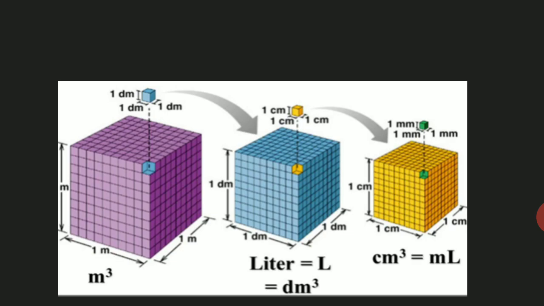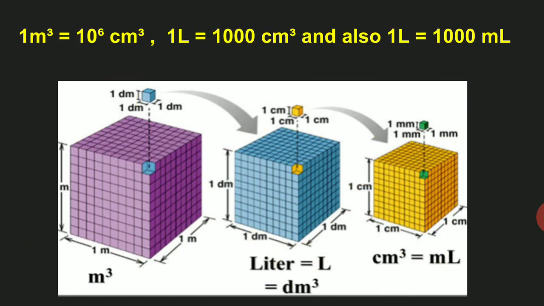Now 1 meter cube is 1000 decimeter cube, and see the conversions how it happens. Now 1 decimeter cube can also be stated as 1 liter, and 1 liter is equal to 1000 milliliter. 1 liter is also equal to 1000 cubic centimeter according to our conversion. So therefore we can state that 1 centimeter cube is equal to 1 milliliter.